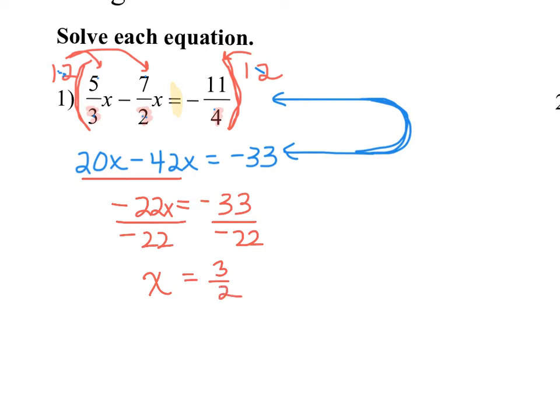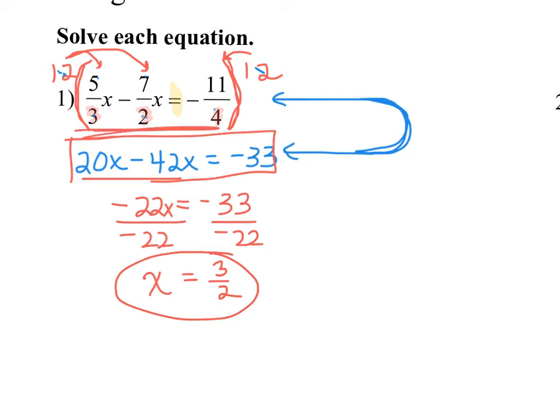We may get some fractions as answers for these problems, but they won't be crazy fractions like 37/19. They'll be halves and thirds and fourths. Okay, so there is our answer. Again, the idea here, let's clean up that equation. This equation, exact same thing as this one, but I would much rather solve this equation than the first one.